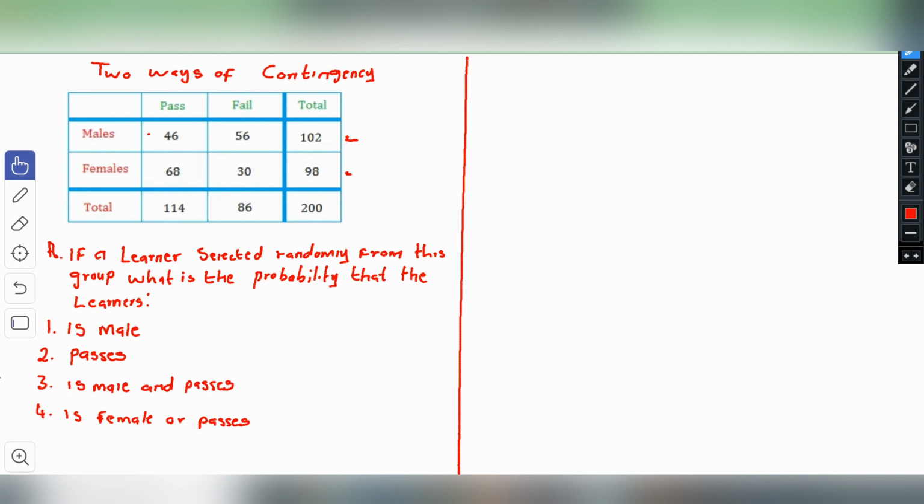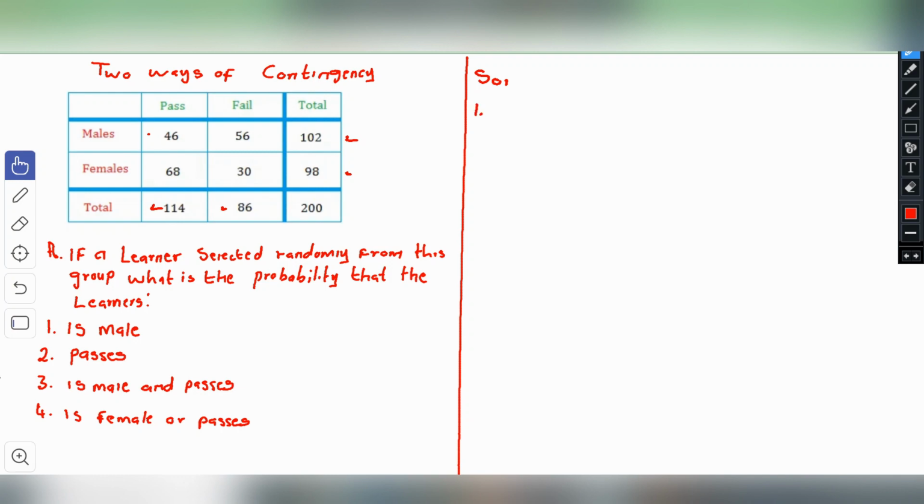And the total number of people who passed, including both genders, is 140, right? And the total number of people who failed, including both genders, is 86. So in total, the number of learners is 200, right? So now let's start solving the questions that we have.